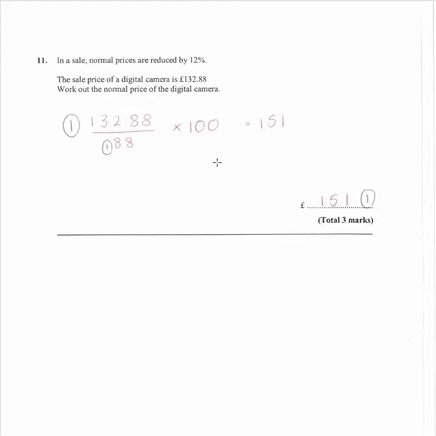Or you could say that this has been multiplied by that multiplier 0.88. That's what you would multiply by to reduce something by 12%. So whatever it was, whatever it used to be, it was multiplied by 0.88 to get this figure. So work backwards and divide this by 0.88 and you'll get the same answer. Okay, it's basically the same thing.